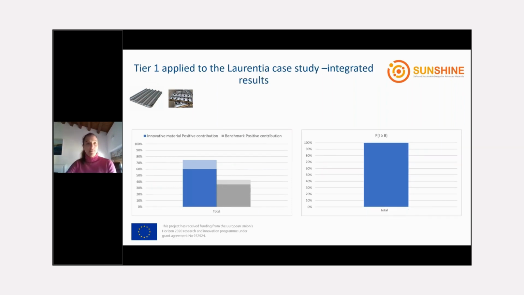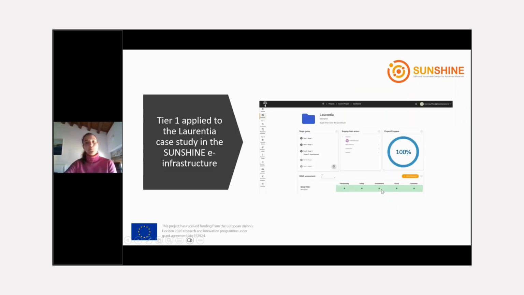Then the Tier 1 applied to the Laurentia case study showed that, from integrating all the different questions related to all the different life cycle stages and all the different aspects, the innovative material has higher safety and sustainability performances than the benchmark. And in this case, the probability that the innovative material is better or equal to the benchmark is 100%.